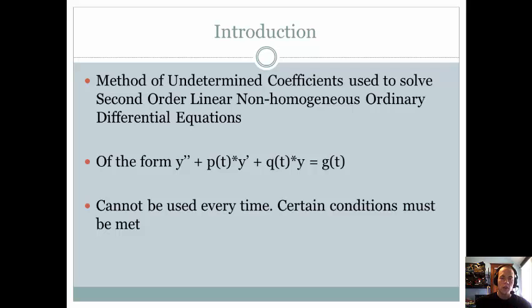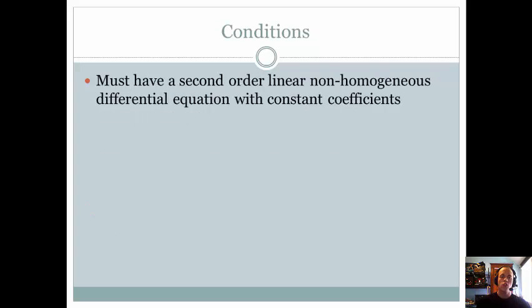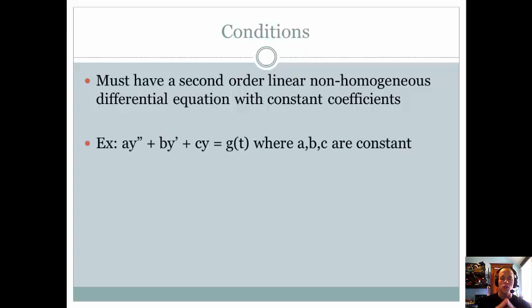Now, you're not able to use the method of undetermined coefficients on all second-order linear non-homogeneous ordinary differential equations. Certain conditions have to be met to make sure you're able to use it and that it will give you an answer. So first of all, you have to have second-order linear non-homogeneous differential equations that have constant coefficients. We saw the form above where the first derivative of y and the function y itself were multiplied by functions like p of t. In this case, we need those functions to be constant. So for example, if our function was a y double prime plus b y prime plus c y is equal to g of t, then we would need a, b, and c to all be constants in order to use the method of undetermined coefficients.